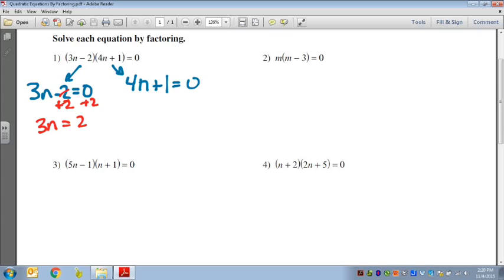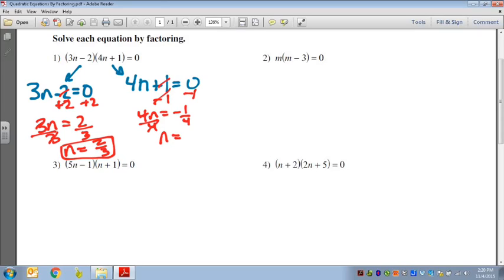So if I add 2 here, 3n equals 2, divide by 3, n equals 2/3. Awesome, that's one of my answers. If I subtract 1 from this one, I have 4n equals -1. Divide by 4, n equals -1/4. So both of these answers are correct. These are both places where my graph will equal 0. It will equal 0 at 2/3 and at -1/4.